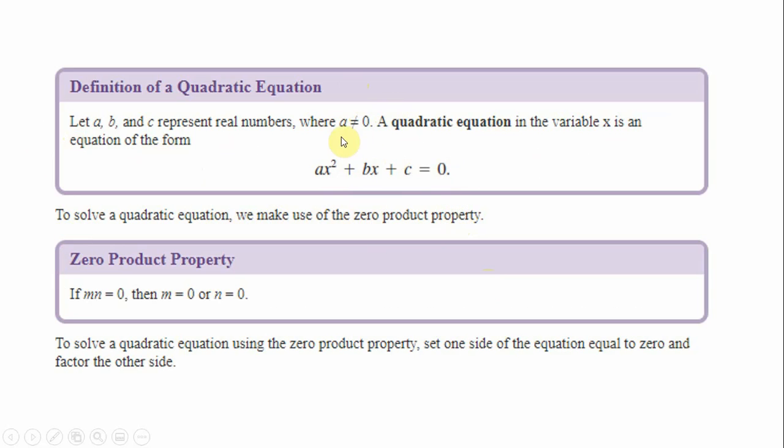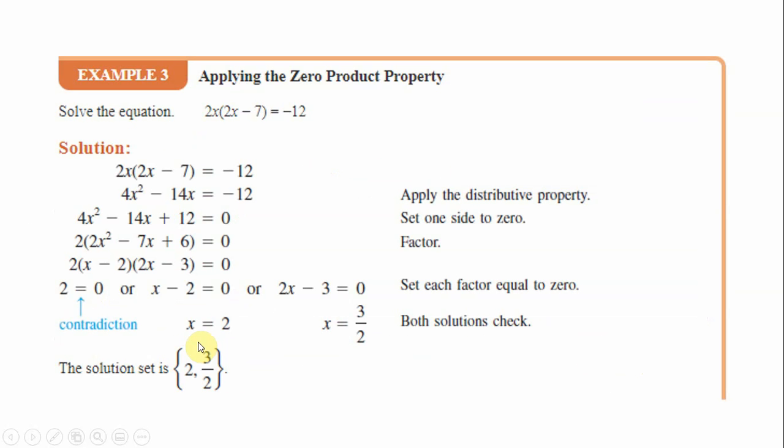So one of the first methods we're going to learn is to see if we can factor this. If I can put it as a factor of something times something is equal to 0, then I know by this property that if two numbers are multiplied together and I get 0, then one or the other, or actually both of them, could be 0. To solve a quadratic equation using the zero product property, set one side of the equation equal to 0 and factor the other side. So let's see how that works.